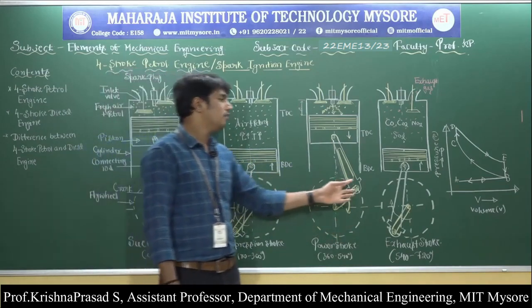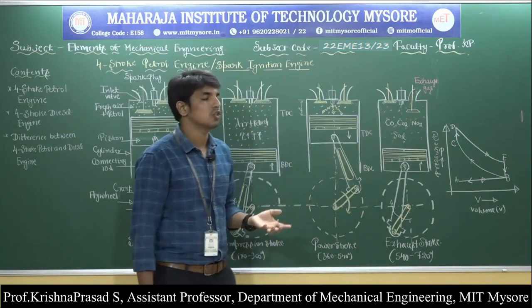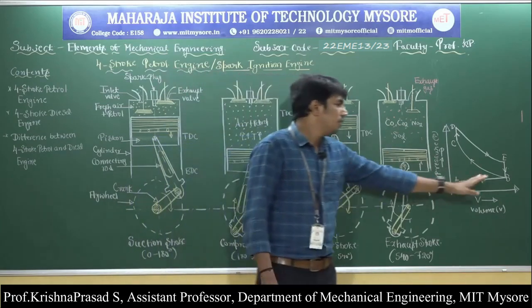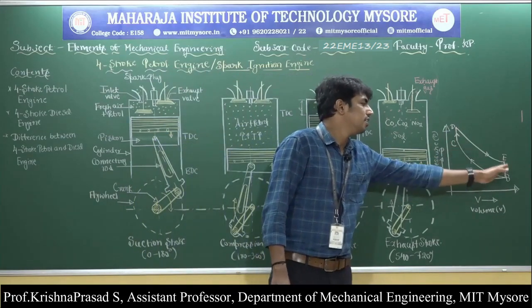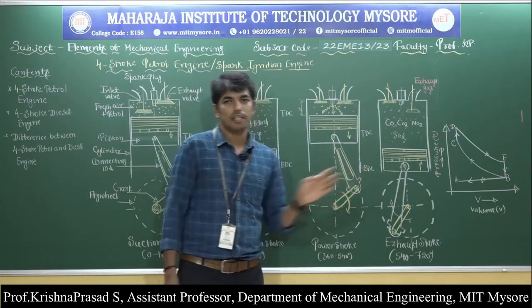At the end of the power stroke, the exhaust valve opens, hence a sudden drop in pressure takes place. Here the power stroke is represented by line DE and the sudden drop in pressure is represented by line EB, and at the end comes the exhaust stroke.